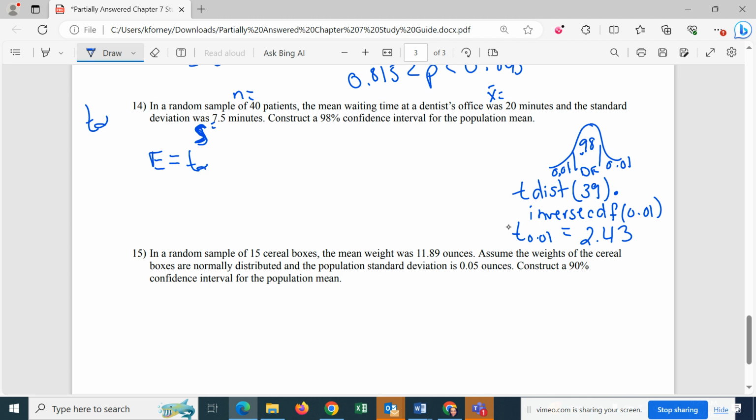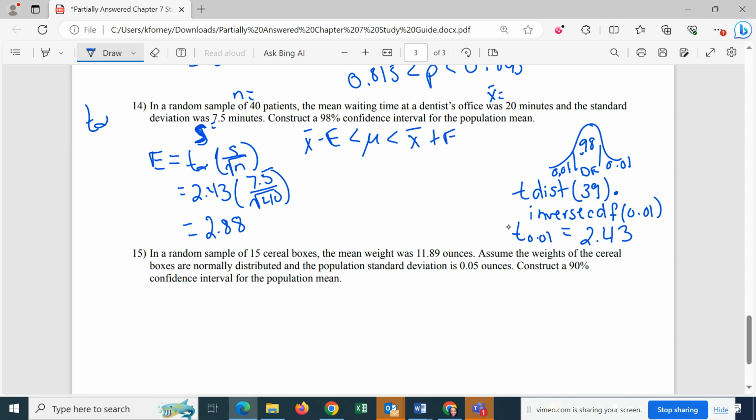So I need to use my margin of error formula. And that would be my t-value times the sample standard deviation, which is 7.5, divided by the square root of n, which was 40. Doing so, I find my margin of error is 2.88. So we will say the mean minus the margin of error, and the mean plus the margin of error, to give me a good population mean interval.